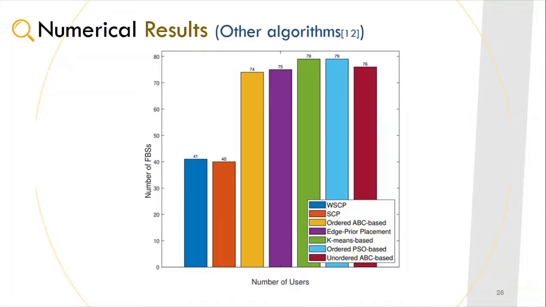To compare our model with other algorithms, we use the results of the experiment done in the article cited 12. For this, we rerun our model in the environment introduced in article 12. This figure shows the result of the comparison. As you can see, WSCP and SCP need almost half the number of FPSs to provide services to the users.